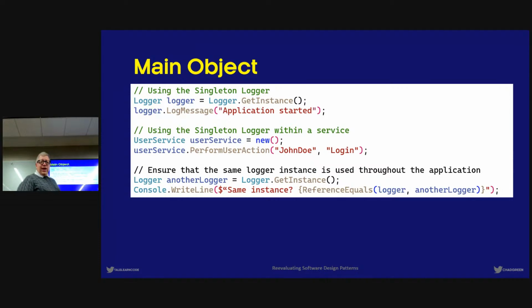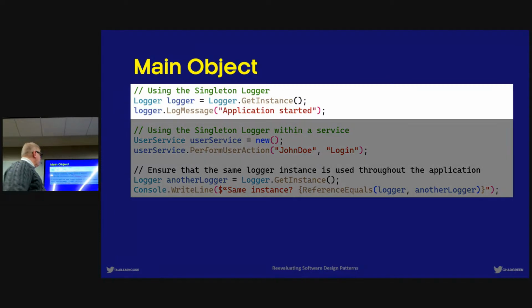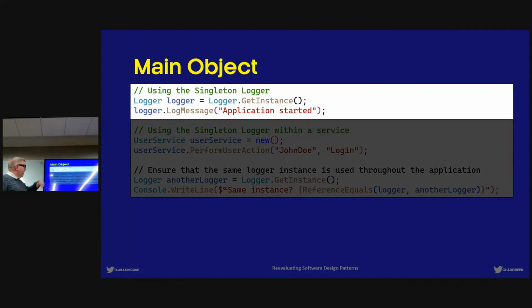So the next object you'll have is your main object, right? Here's what basically ends up using this. We can see here we're going to use that logger. We're going to say get instance, and then I can start logging my messages in there, right?